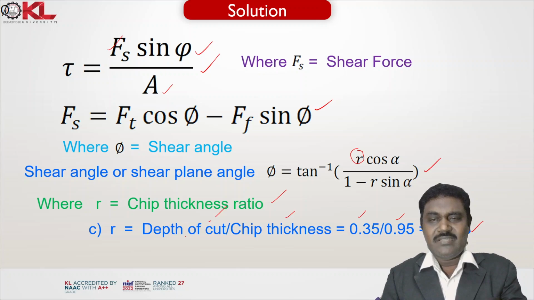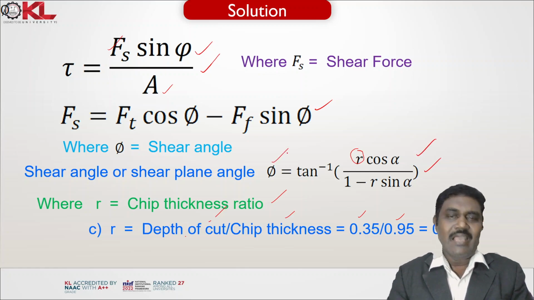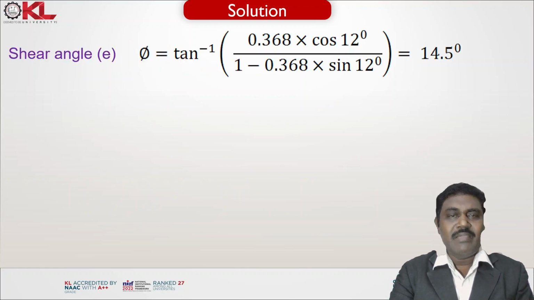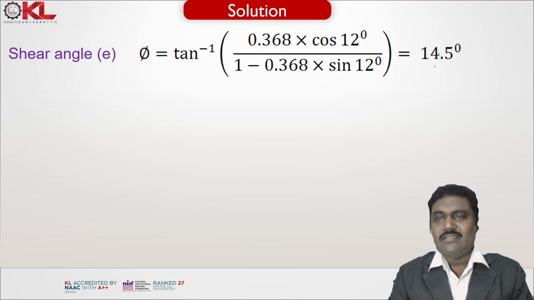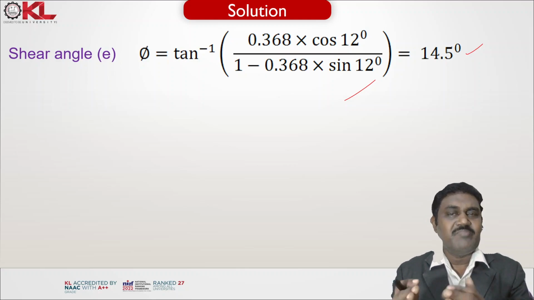Now the chip thickness ratio is obtained, and alpha is the rake angle. Now you can substitute the data in this formula, then you can find the shear plane angle. Now let us do it. The shear angle phi is equal to, substituting all the data in this equation, you obtain the shear angle of 14.5 degrees, that is the shear plane angle.